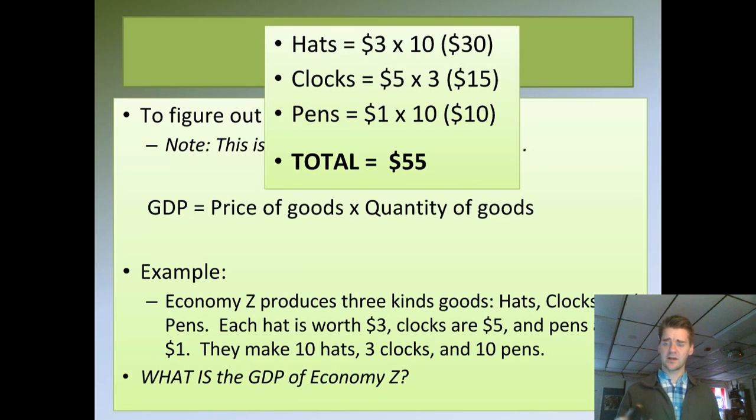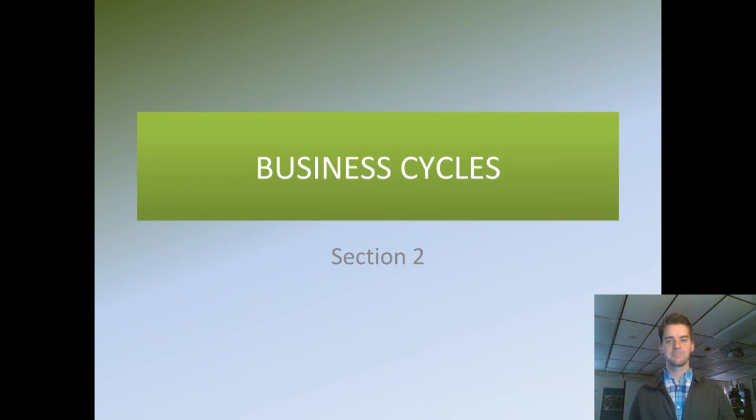Now again, in our country, we sell literally hundreds of millions of products every year, and many of them cost hundreds of thousands of dollars. So that's why when we look at our GDP, we're not talking double digits, we're talking about trillions and trillions of dollars. We've got a really large economy.